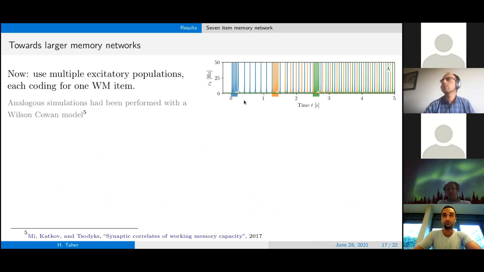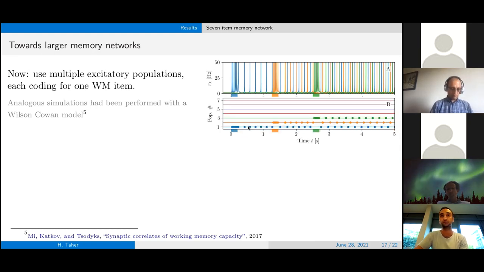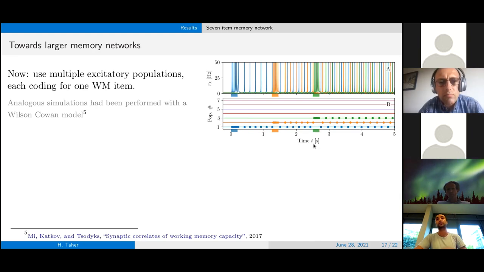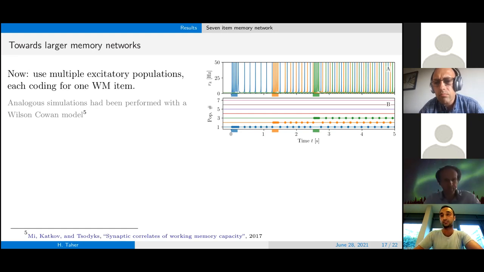And every time we stimulate one, they land on this cycle where they periodically emit these population bursts. Here, blue and orange, here, blue, orange, green. We can represent this in a bit easier manner by making a scatter plot of the population bursts. So we put every time there's a population burst, like here, a dot on a line, and this is the population index here. So we see here the cycle consisting of blue, orange, and green. This means all these three items are in memory after stimulating them.